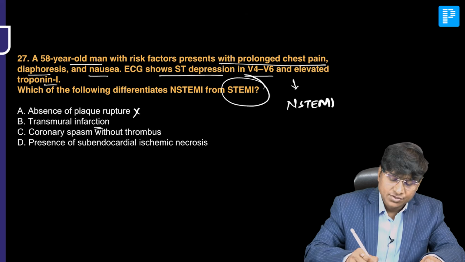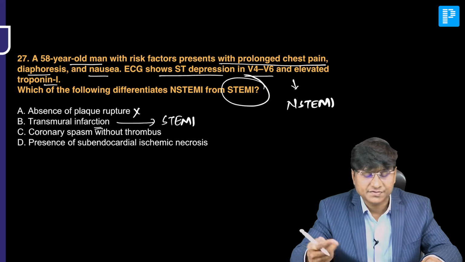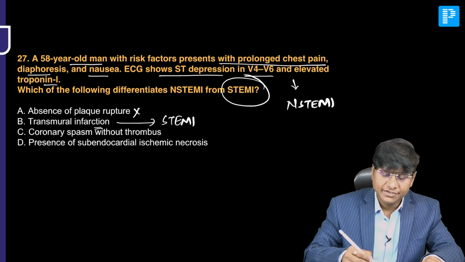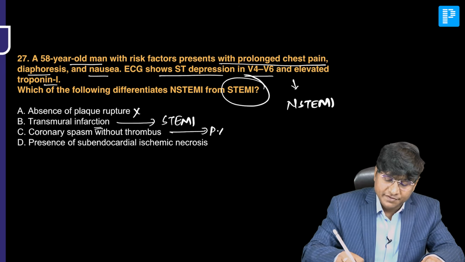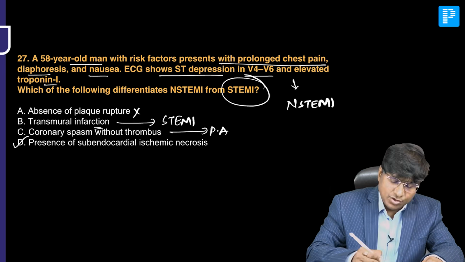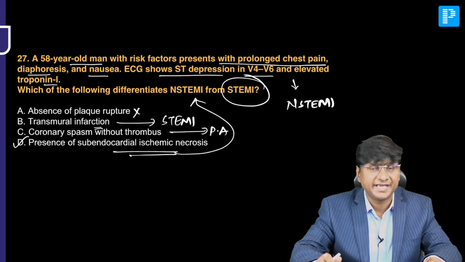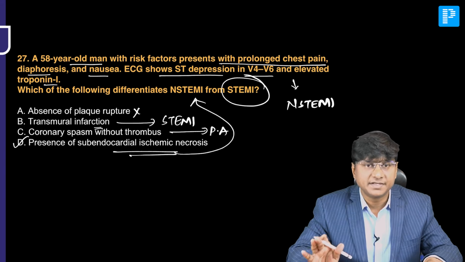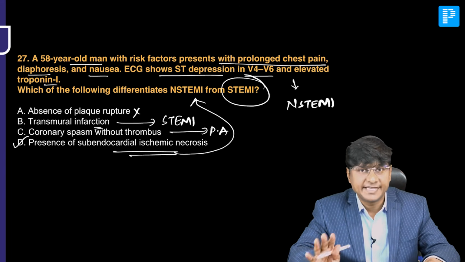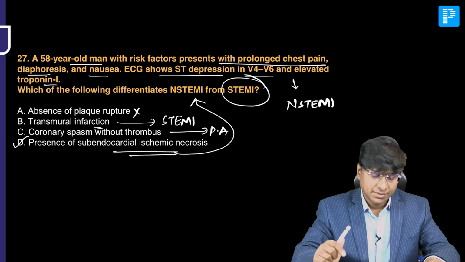Transmural infarction is a feature that you will have in case of STEMI, but not in case of NSTEMI. Coronary spasm without thrombus is a feature in case of Prinzmetal angina, but not in NSTEMI or STEMI. Presence of subendocardial ischemic necrosis is a feature that you will have in case of NSTEMI, but not in ST segment elevation MI. So the answer in this question is D. In case of NSTEMI, you will have subendocardial infarction.